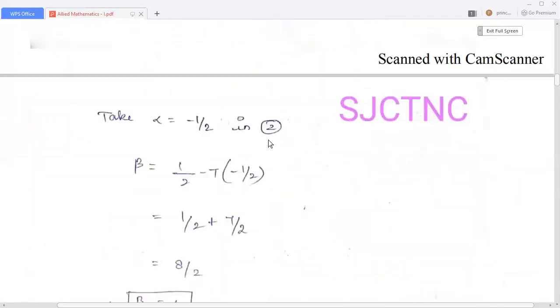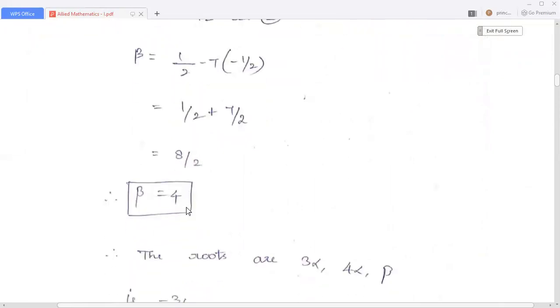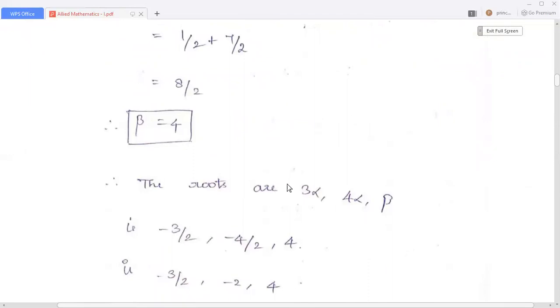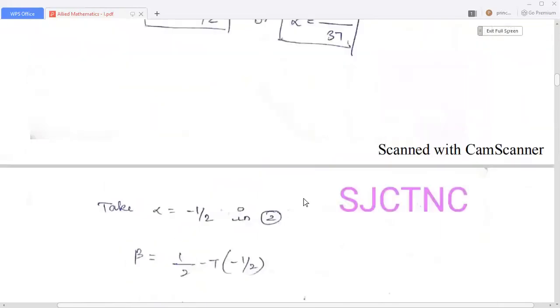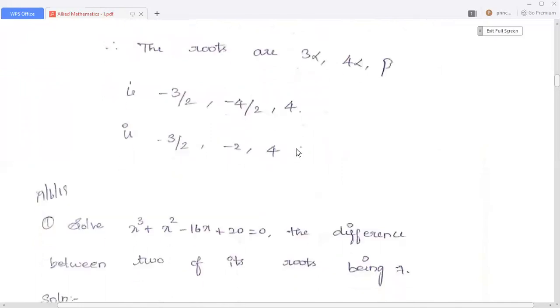So take alpha equal to minus 1 by 2 in equation number 2. That is beta equal to 1 by 2 minus 7 into, instead of alpha, we write minus 1 by 2. When you simplify this, you get the beta value. Beta is equal to 8 by 2, that is 4. So therefore beta equal to 4. Therefore the roots are 3 alpha, 4 alpha, beta. Alpha is minus 1 by 2, so we substitute the value of alpha in these roots. So that is minus 3 by 2, minus 4 by 2, comma 4.